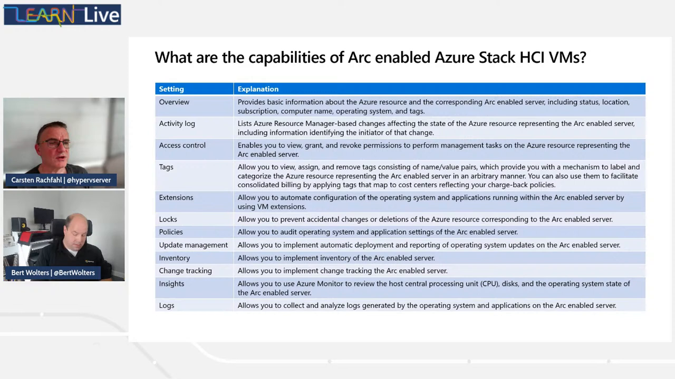We can assign tags, and you have seen when I enabled a VM, a Windows server, there are the tags, where is it, and so on, which data center. Those are the tags that Azure Arc gives us. And then we can even add custom tags.